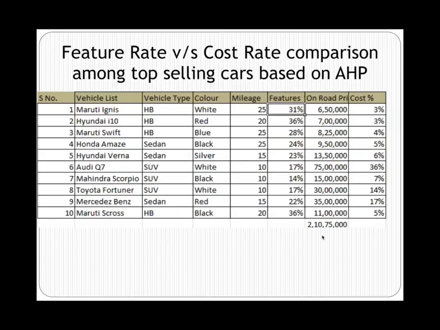We calculate the total cost, then we get the cost percentage. So 6,50,000 will be what percentage of the total? How much is this? This is more than 10 lakhs. I don't know, 200 lakhs, something like this. 210 lakhs. So what percentage of this? So it is approximately 3%. So we do this for each one of them. So we now have the feature weighting, and we now have the cost weightage. So we have two weightages, and now we want to find out which is the best car for us to buy according to these two things.